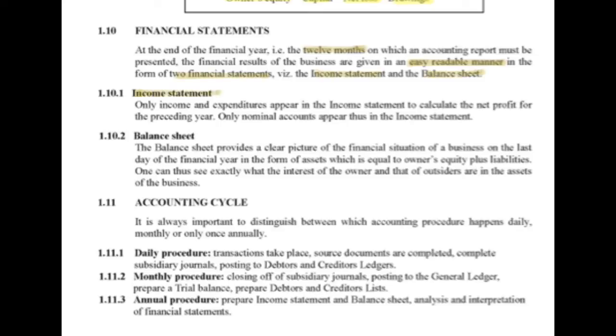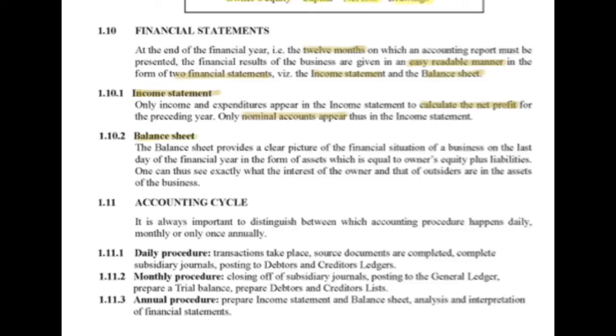The income statement is where the incomes and expenditures appear, and that is to calculate the net profit. That's the purpose of an income statement, and it's the net profit for that year. So only the nominal accounts appear in the income statement.